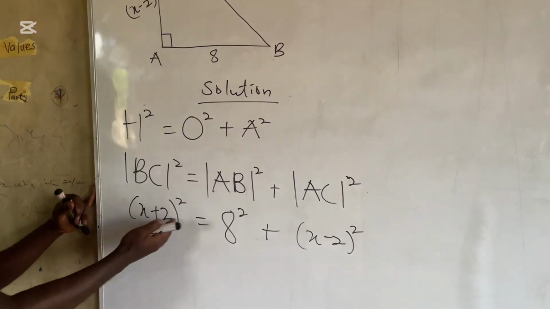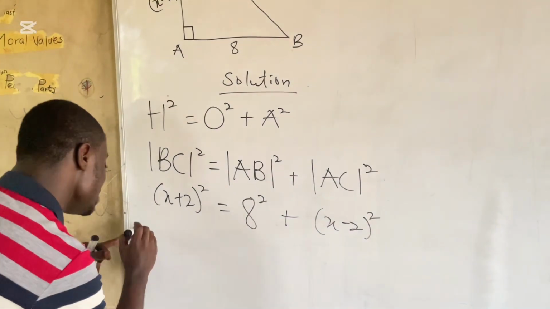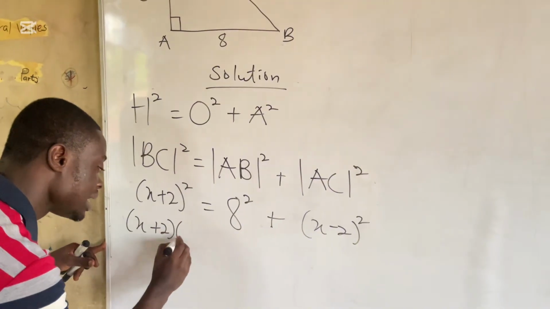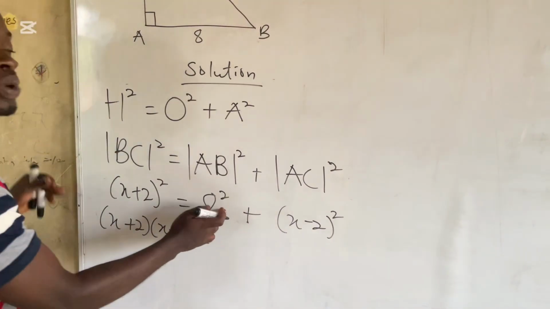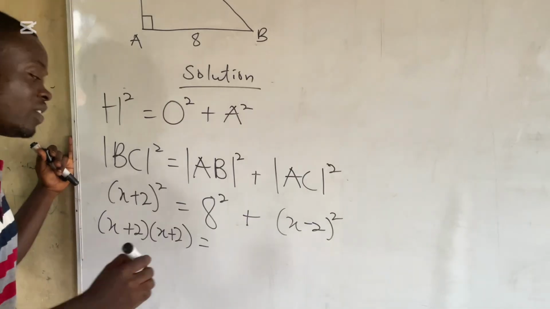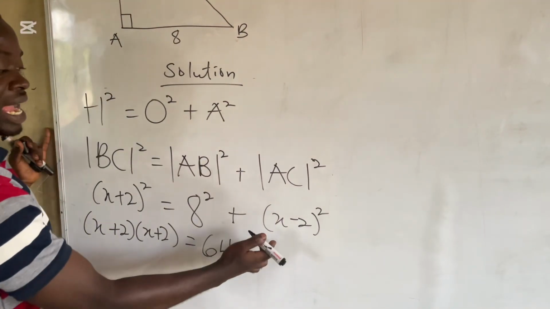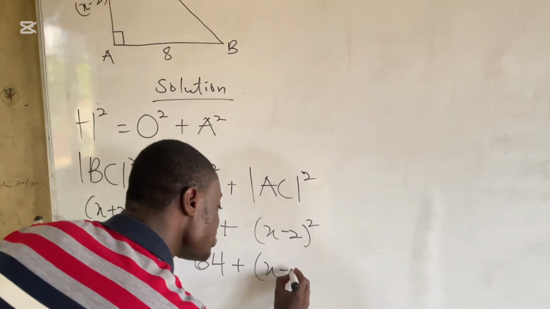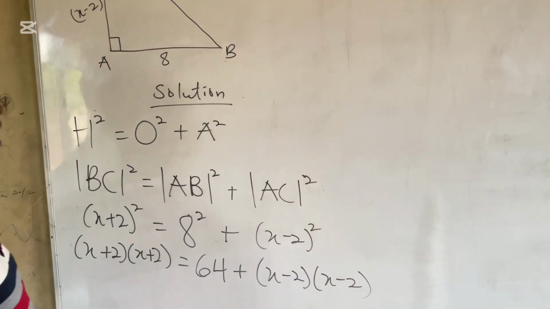So it is difference of 2 squares. So it means we should open the bracket twice. So let's do it. So opening the bracket twice gives us x plus 2, another one again, x plus 2. Good. To be equal to 8 squared, which is 8 times 8, which is 64. So 64 plus, and then another difference of 2 squares. So let's open the bracket twice. So that gives us x minus 2, another bracket, x minus 2. So we are done opening the bracket.